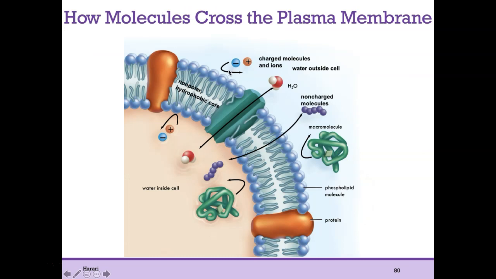So charged molecules and ions cannot cross. Water usually needs help to cross the membrane through special proteins called aquaporins, but some water molecules can sneak through. Non-charged molecules have no problem going through. So if you're non-charged, non-polar, and small, you can easily go in and out of the cell.